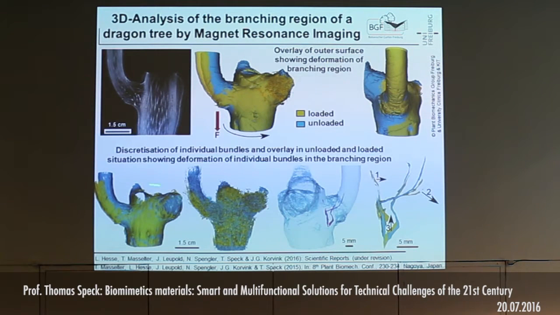But what's more interesting for us is that you can discretize the individual fiber bundles which run from the side branch into the main stem, and you can see how they change in the unloaded and loaded situation, and you can exactly see the deformation of individual bundles in the branching region. Here I have shown it for two or three of these bundles, again yellow loaded, blue unloaded. You would normally expect that all go down in the branching region, but this is not true. Some even go up in the branching region, so the reaction of these fibers is much more complicated than you would normally expect, and this helps us to produce improved biomimetic branched fiber reinforced structures.